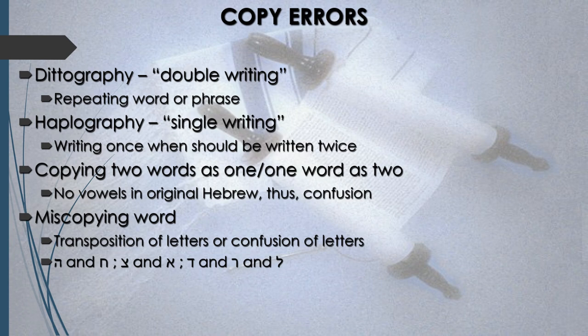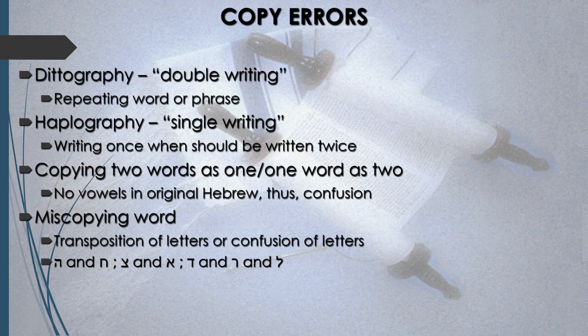Haplography is the opposite of that. It's the single writing. So maybe there was a phrase that should have been written twice, or a word or a letter that should have been written twice, and instead of writing it twice, you write it the first time, and then when you look up again, you notice what you think is what you just wrote, but it's actually the second one that you didn't write, and you move on and write after that. So that's haplography. Copying two words as one or one word as two in the Hebrew language, and we'll look at this in a little bit.